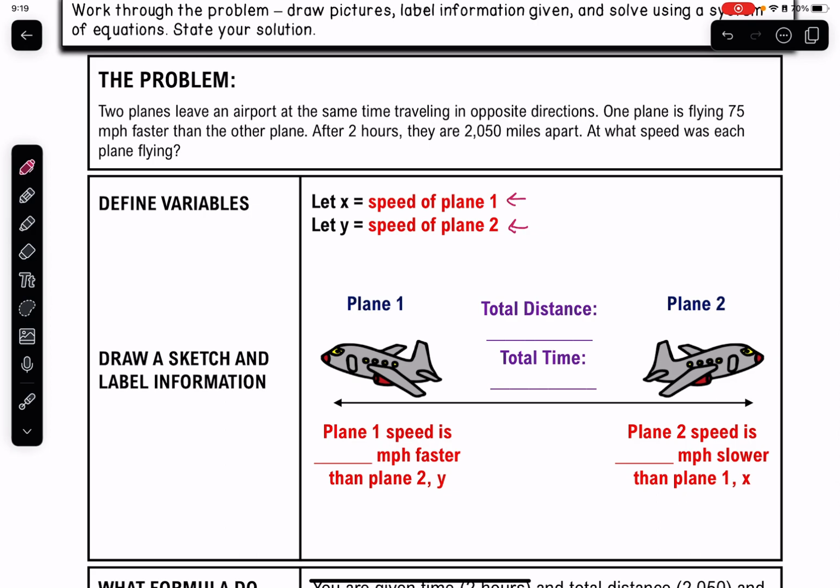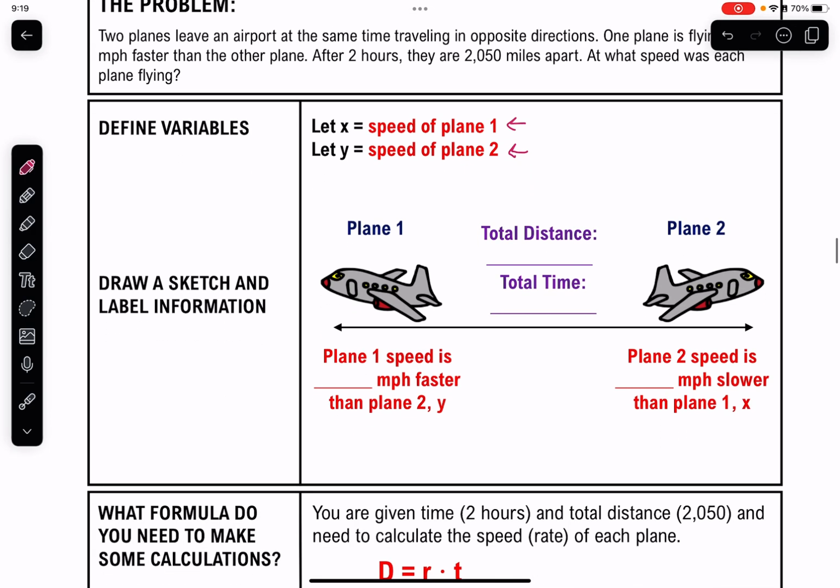We can also imagine this. We don't need to draw a super crazy sketch like on the homework. You don't have to give me as much detail as this, but sketch out or write out the information that you have. I know plane 1 is going one way. We can say it's going to the left. Plane 2 is going to the right. And in total between them, they are 2,050 miles apart. So this distance between my two planes from end to end is 2,050.